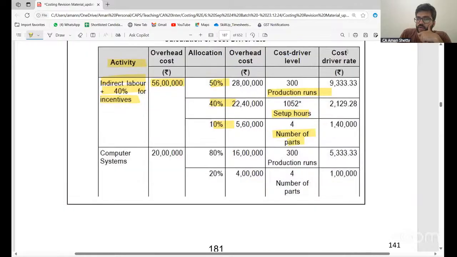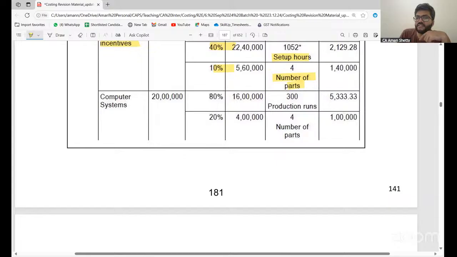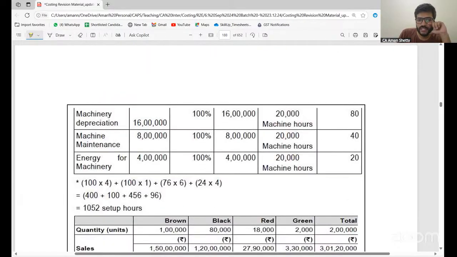So based on that, they have found out what the cost driver rate is for these things. Then computing systems, they've given again 80%, 20% classification. First 80% is based on production run, second is based on number of parts. All right. The same thing is done here also. And then machinery depreciation based on machine hours, machine maintenance again based on machine hours, energy for machinery again based on machine hours. Clear all of you?